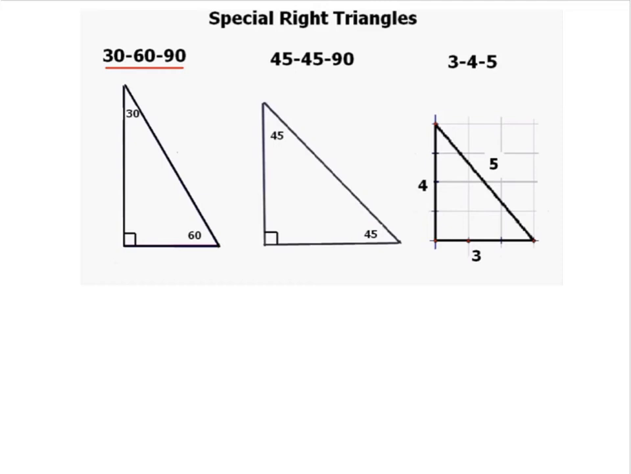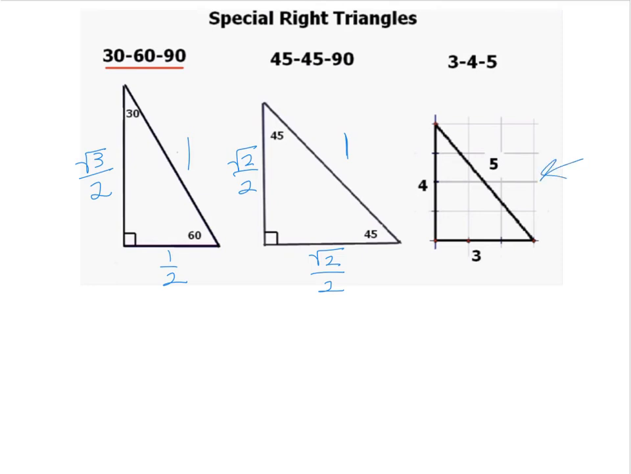So once again, let's do this again. If our hypotenuse is 1, the side opposite the 30 is 1/2. The side opposite the 60 will be square root of 3 over 2. In a 45, 45, 90, if the hypotenuse is 1, the legs will be square root of 2 over 2 and square root of 2 over 2.